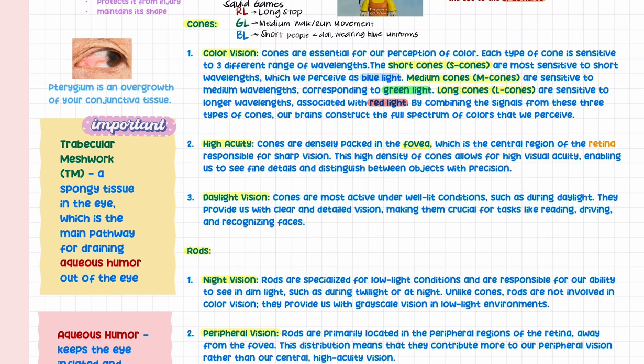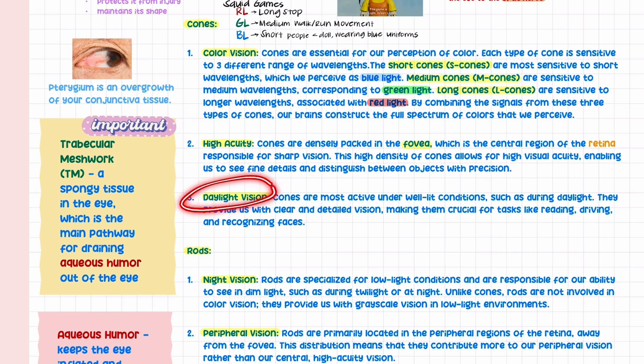So cones are densely packed in the fovea, and because of that, they're able to make our vision very sharp. Since there's a high density of cones, it allows for high visual acuity, which is just being able to see clearly, and enables us to see the very fine details and distinguish between objects with precision. So we're able to look at the difference between one plant's leaves and the other.